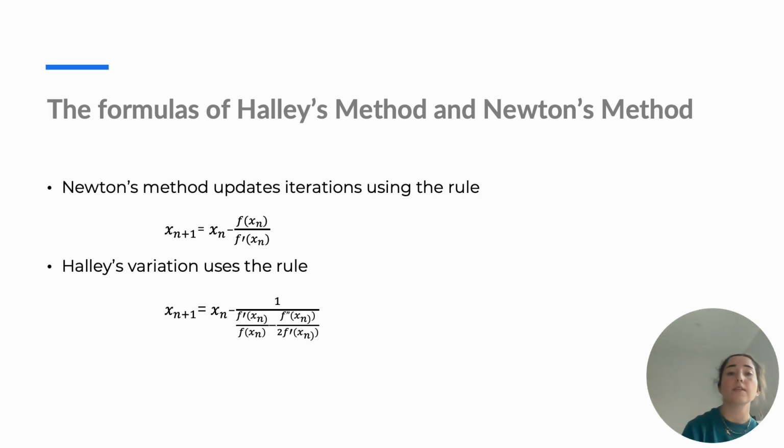Then we substitute xn plus 1 in f of x and f prime of x, and the value itself, to get xn plus 2. And it goes on. Halley's method works in the same way, but additionally it uses the second derivative of the function as well.